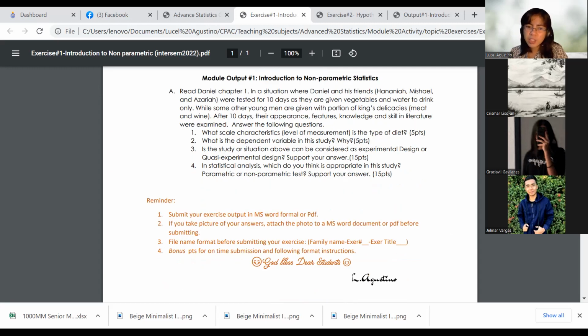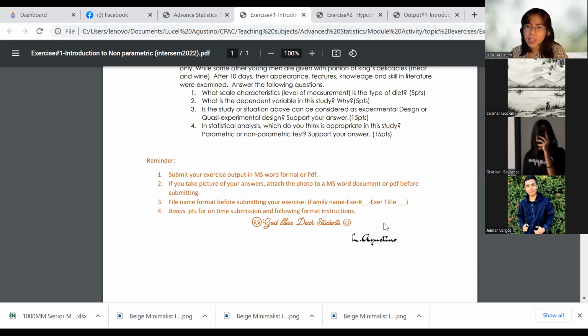And also reminder, whenever you submit an exercise, follow this format. Family name, then exercise number, then title. For example, Vargas dash exercise number 1 dash introduction to non-parametric test. Okay? So pag-upload nyo sa iLearn, please follow those instructions.